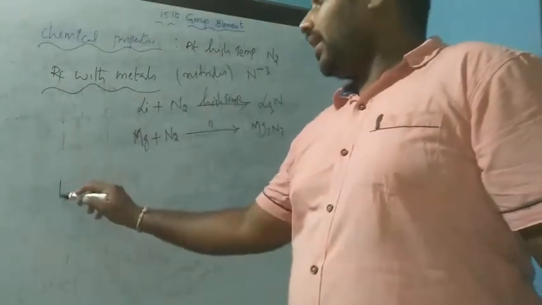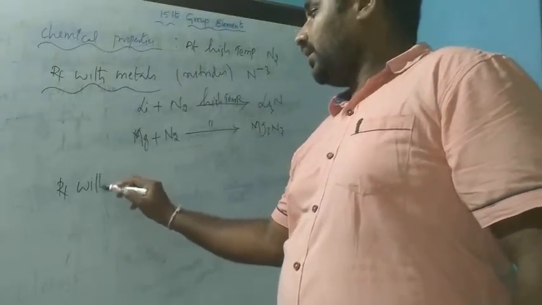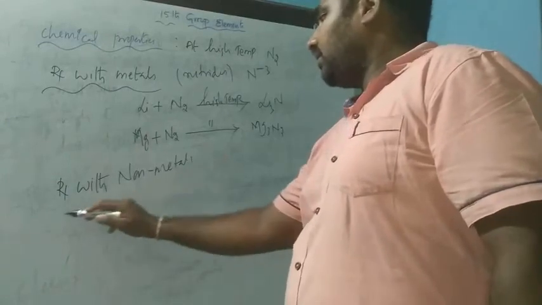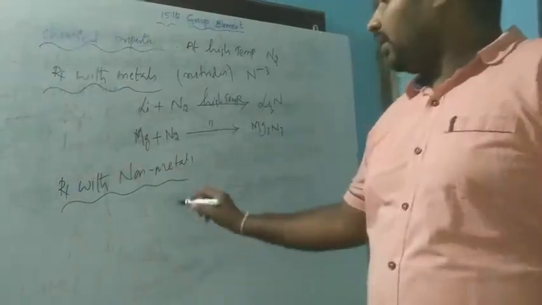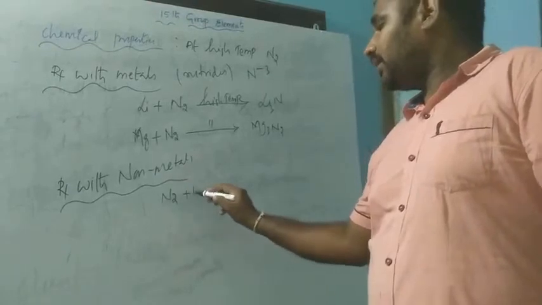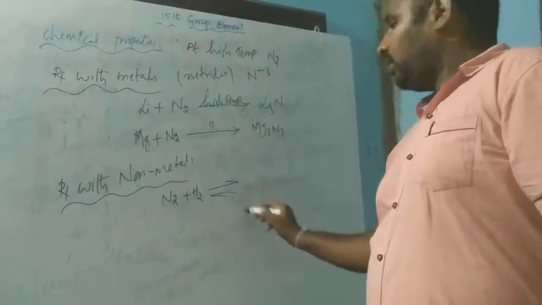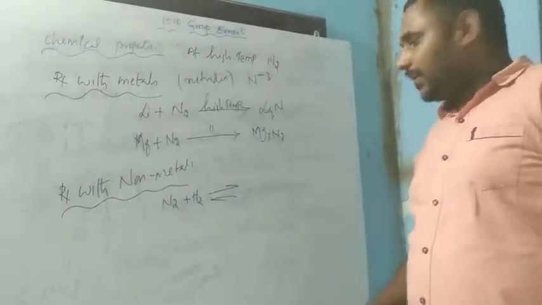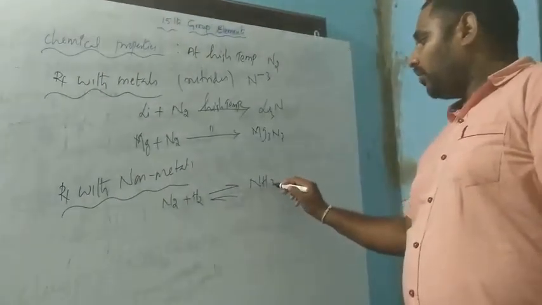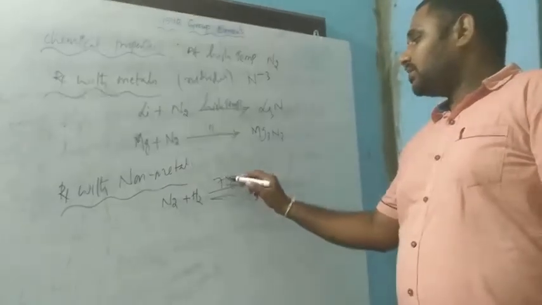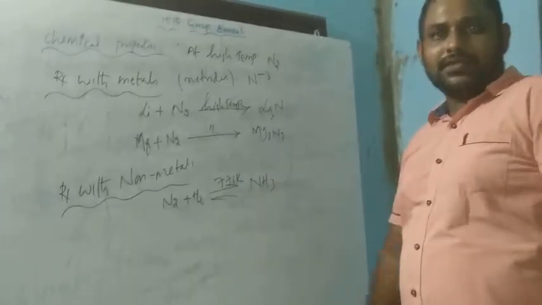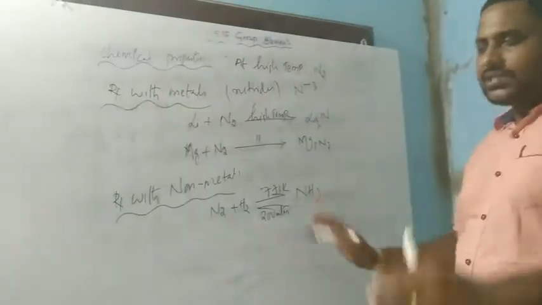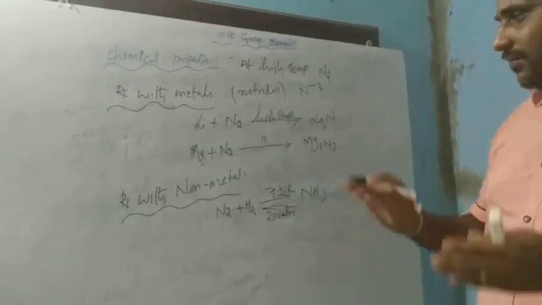And reaction with non-metals. Nitrogen reacts with hydrogen. It is a reversible process. In the Haber process, which we learn later for the preparation of ammonia, we get ammonia at around 773 K high temperature and around 200 atmosphere pressure. It is a reversible Haber process. We learned about the preparation.